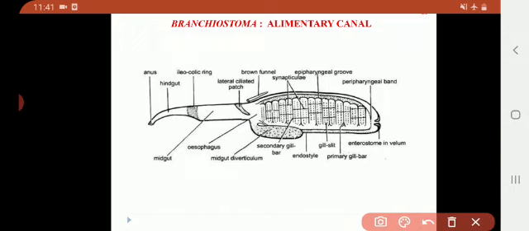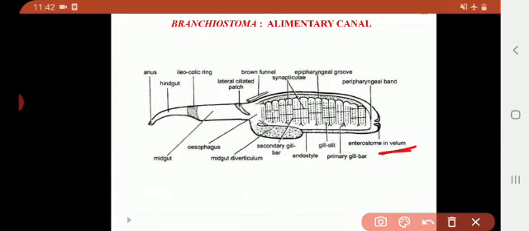Instead, you can see a structure referred to as the velum, right? Actually, just behind the oral opening, the mouth opening, you can see the vestibule. Just behind, posterior to the vestibule, you can see a structure which is known as the velum, right? And this velum possesses velar tentacles which project inward.